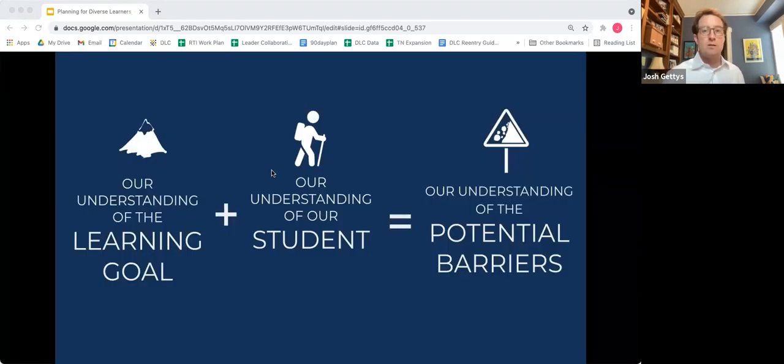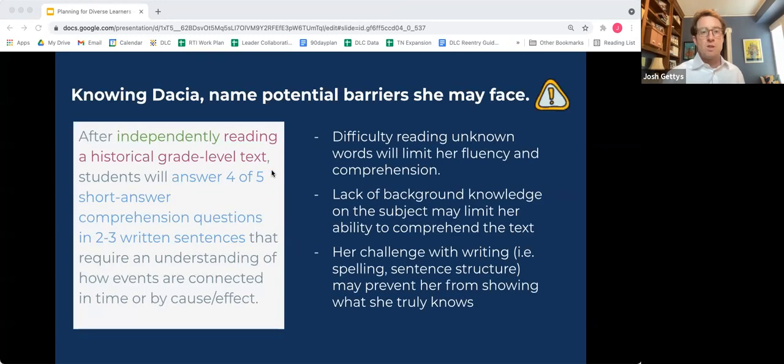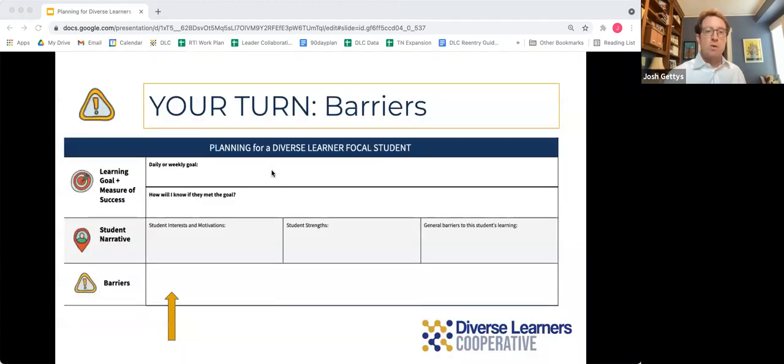Now we identify the barriers. When we know where we're heading and we know our student, we'll also begin to understand what might get in their way. So we say, okay, here's our learning goal. We now know about Daisha. What are the specific barriers she's going to face? Maybe one of them is around writing, and can she show us what she knows if writing is a real challenge for her? We take these very specific barriers with Daisha in mind, the barriers being very specific to the learning goal, and we add these to the template.